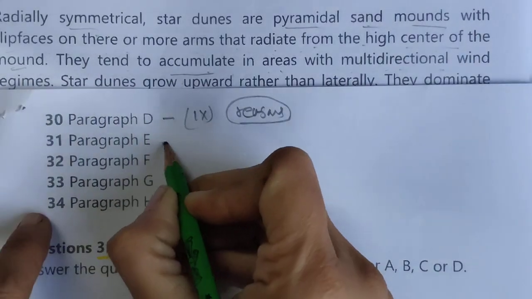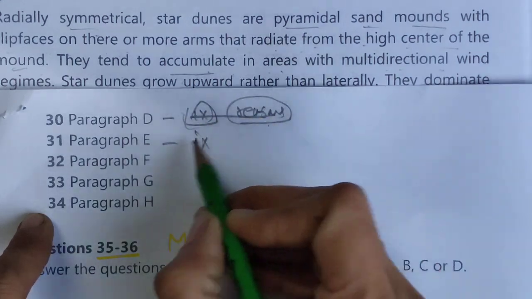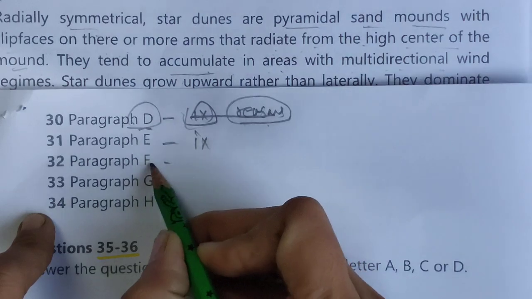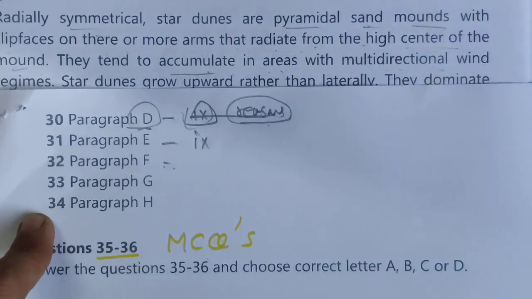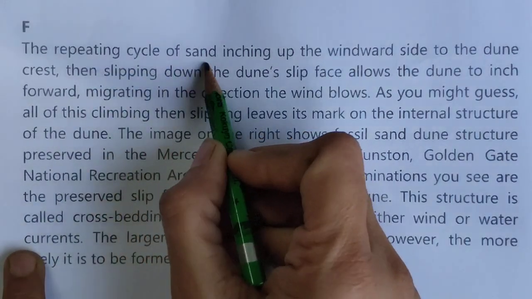So we will continue with that. This is not perfectly matching with D paragraph, so later on we will find this D also. Let's move on to F paragraph. What F paragraph is saying: the repeating cycle of sand.